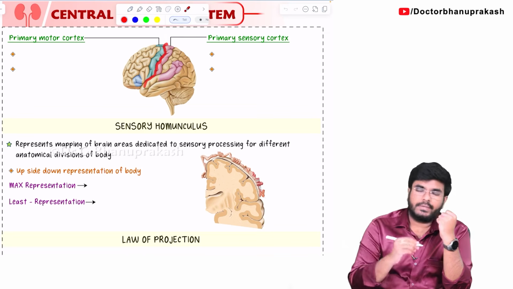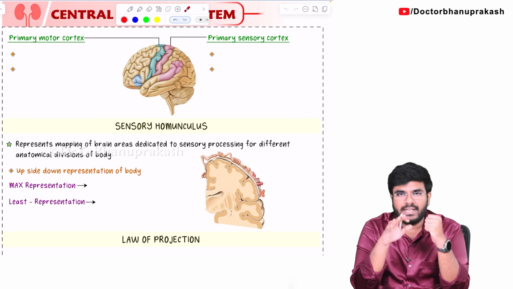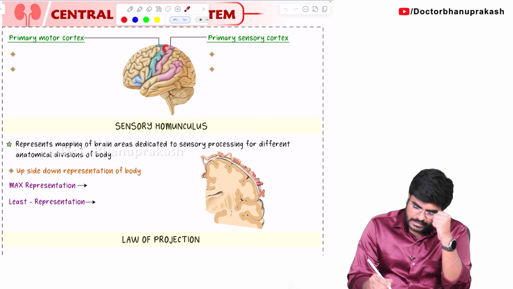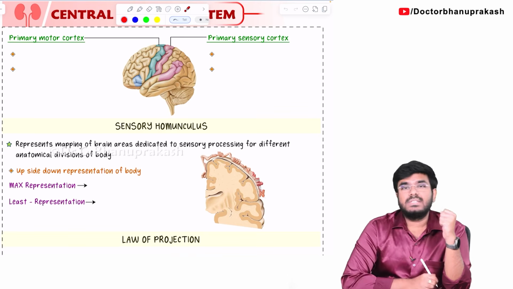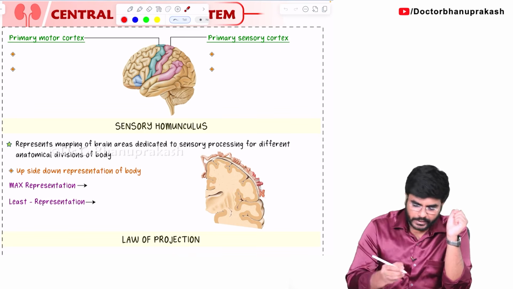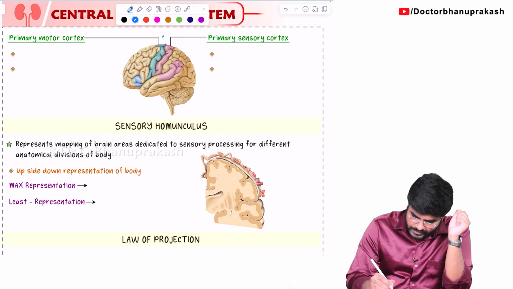See, this is the sulcus, right? We know in the cortex there are gyri as well as sulci. Now this sulcus, whatever I am highlighting here, is separating the frontal lobe from the parietal lobe. So this sulcus is called the central sulcus. Let me write here, this area is called the central sulcus.